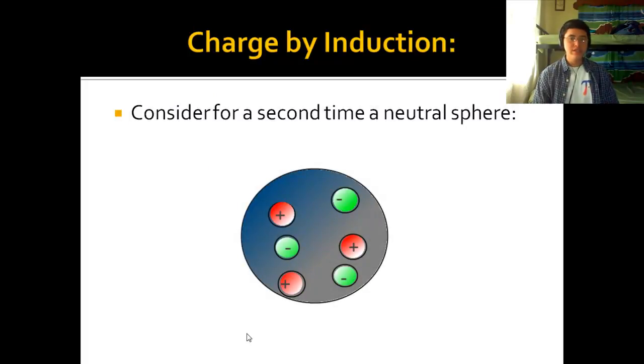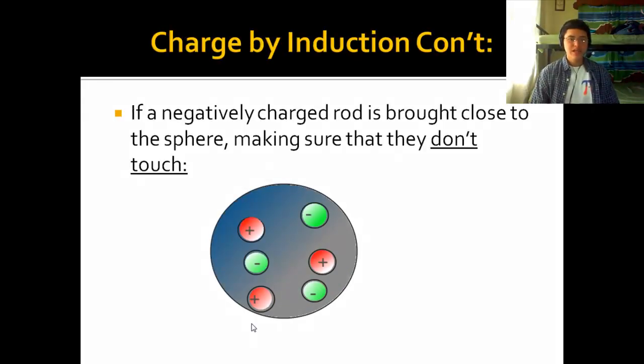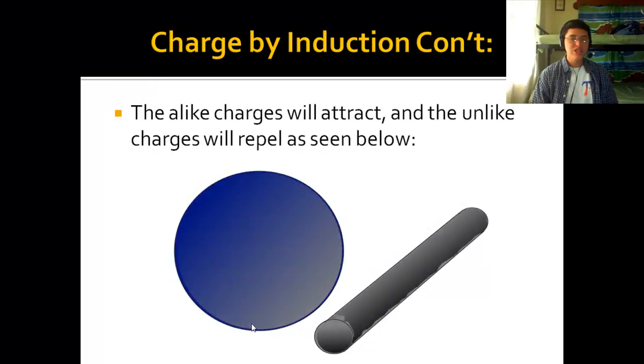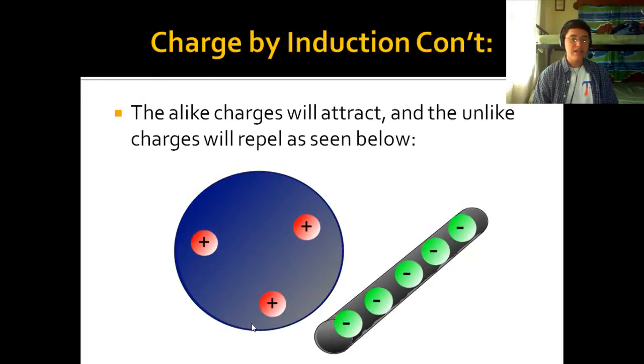Now we shall continue with charge by induction. Consider for a second time the neutral sphere. If a negatively charged rod is brought close to the sphere, making sure that they don't touch, the like charges will repel and the unlike charges will attract, as seen.